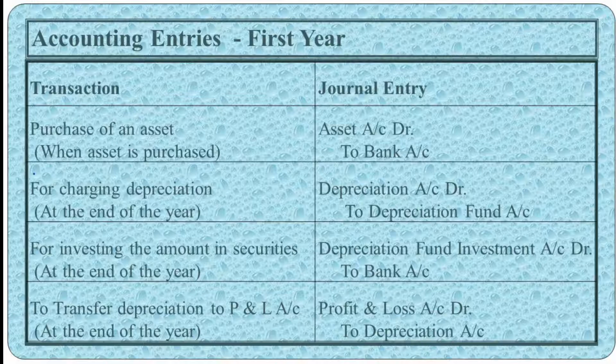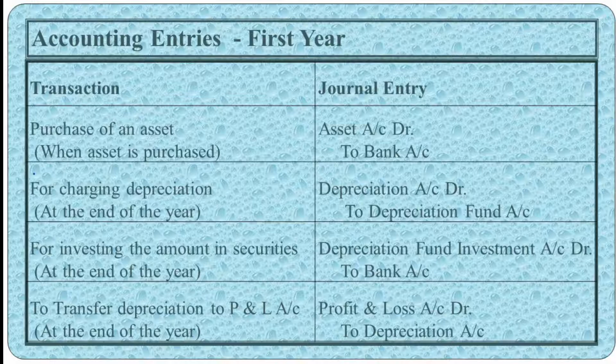In the first year, first entry is recorded when asset is purchased. The entry for purchase of an asset is asset account debit to bank account. One has to note here that any expenses incurred which are incidental to purchase of an asset, such as expenses on transportation, installation, and so on, are added to the cost of an asset and hence debited to asset account.